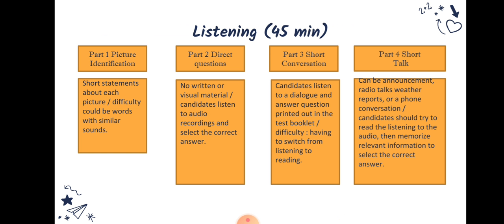Part 3, short conversation. Candidates listen to a dialogue and answer questions printed in the text booklet. The difficulty is having to switch from listening to reading. Part 4, short talk. It can be an announcement, radio talk, weather report, or a phone conversation. Candidates should try to listen to the audio, then memorize relevant information to select the correct answer.